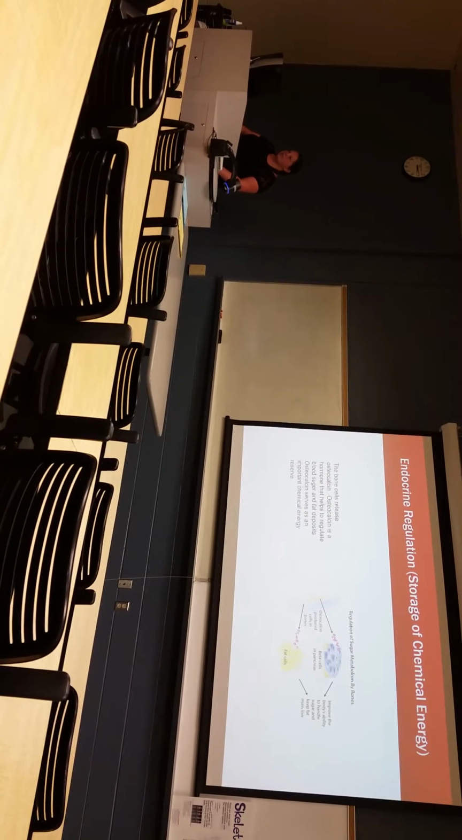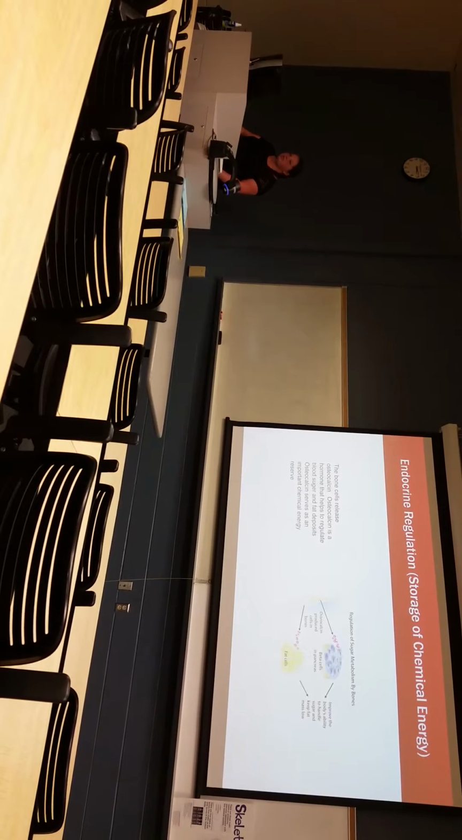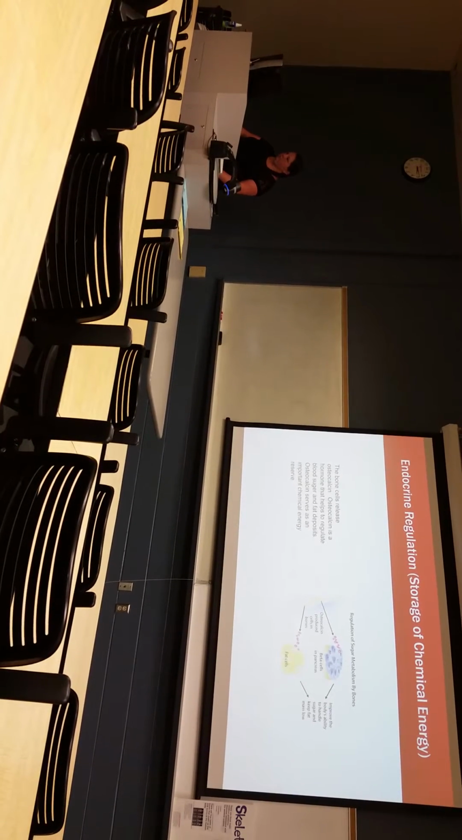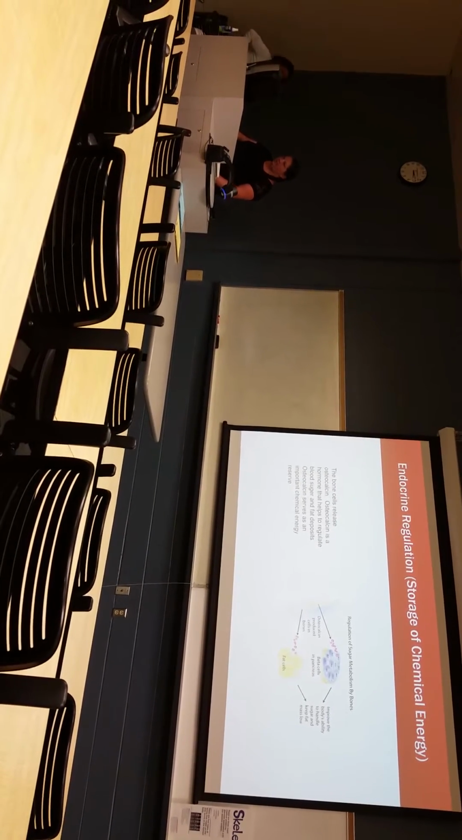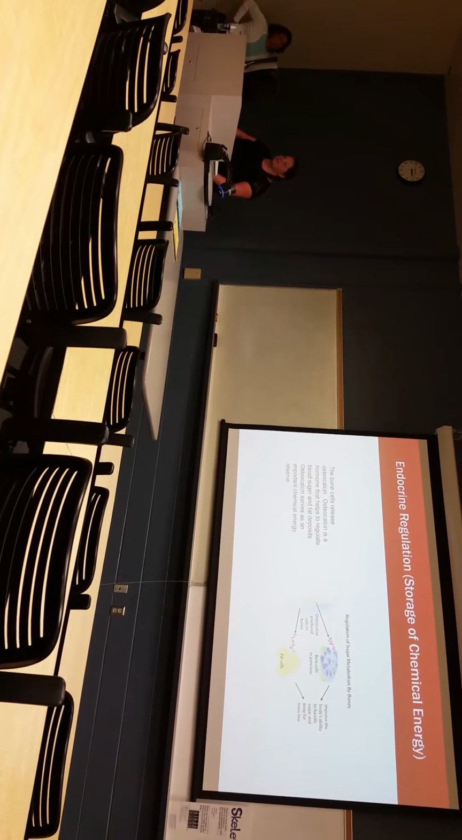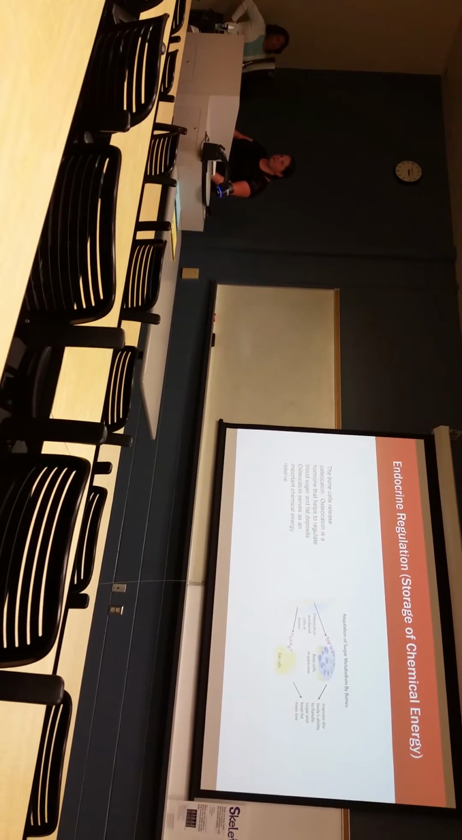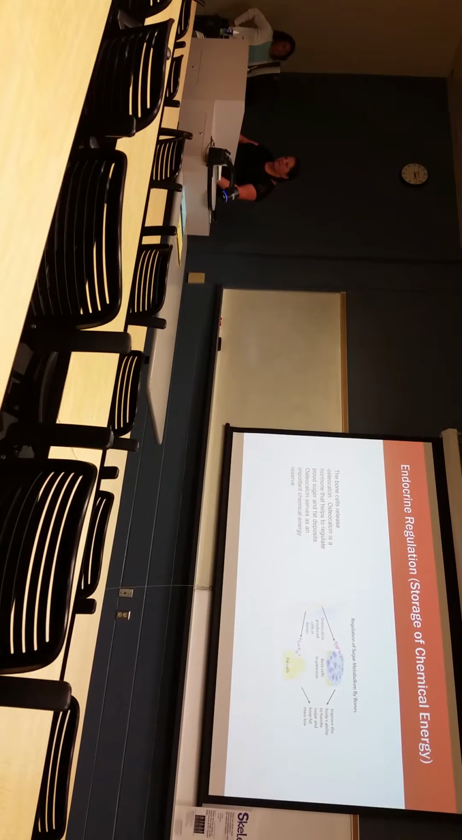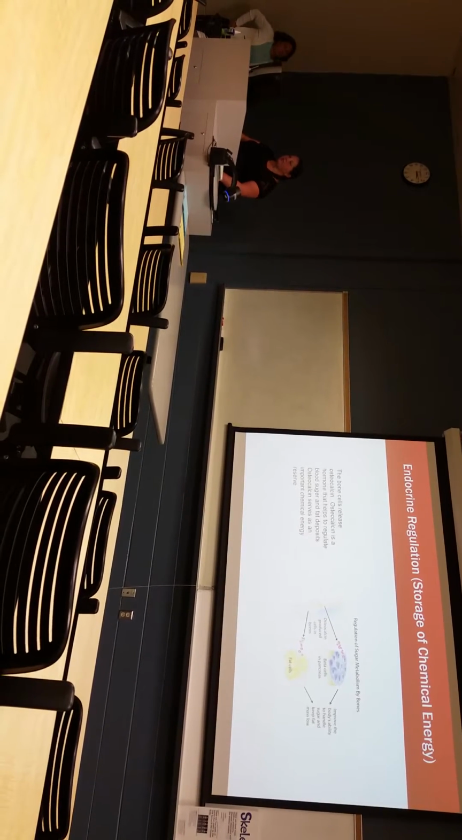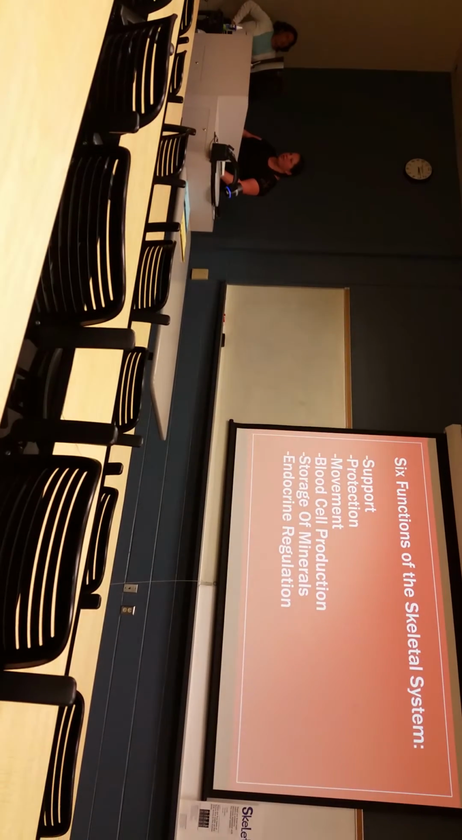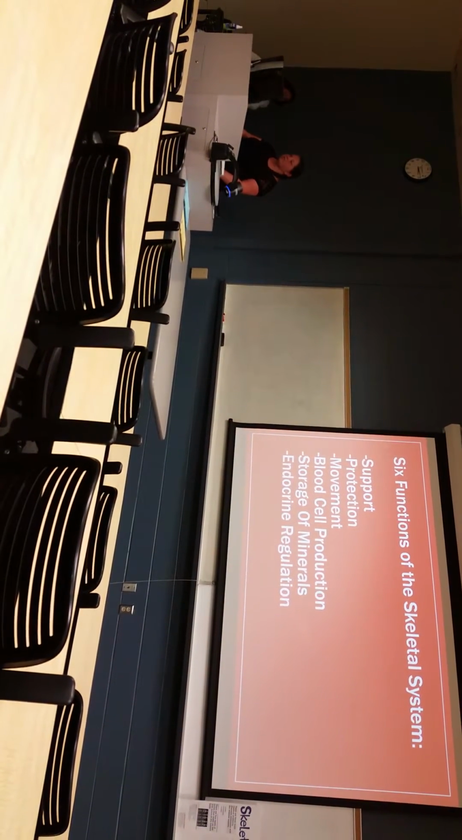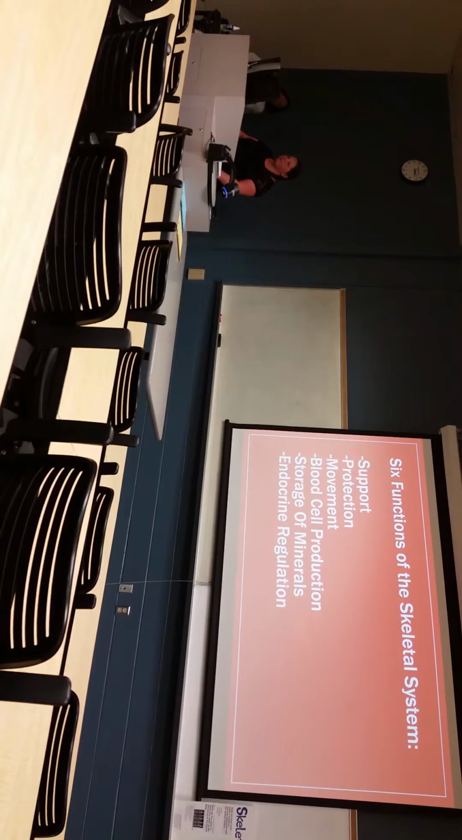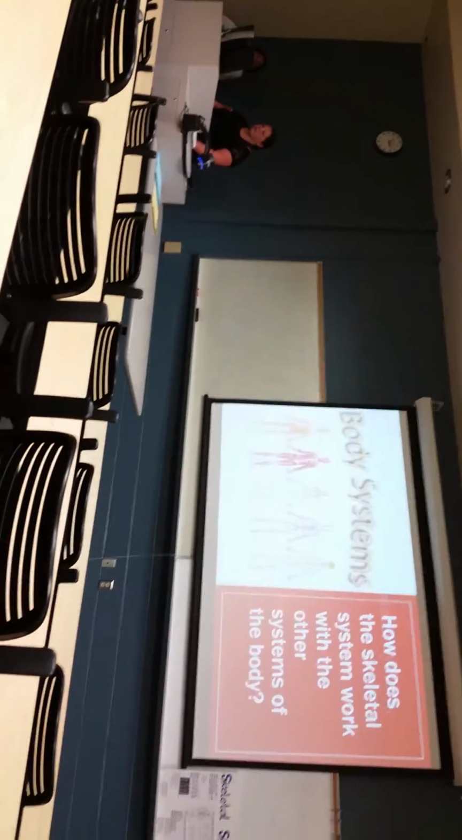Endocrine regulation, storage of chemical energy. The bone cells release osteocalcin, a hormone that helps regulate blood sugar and fat deposits. Osteocalcin serves as an important chemical energy reserve. The 6 functions of the skeletal system: support, protection, movement, blood cell production, storage of minerals, and endocrine regulation.